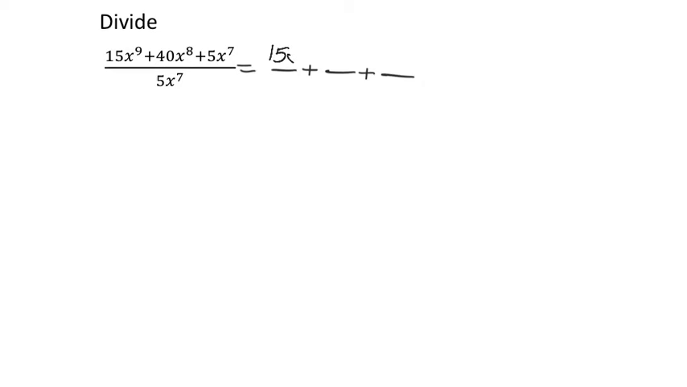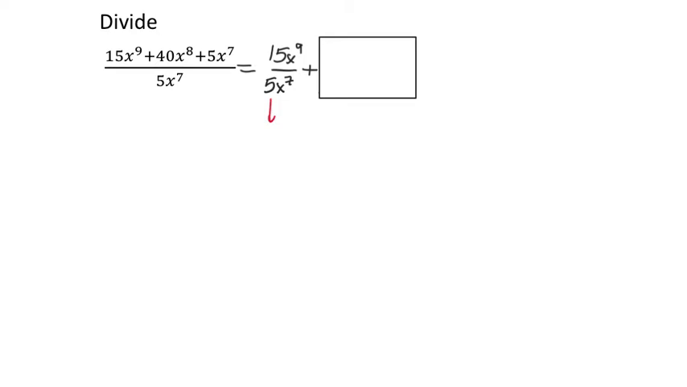I got 15x to the power of 9 over 5x to the power of 7 plus 40x to the power of 8, but again, it's divided by the same denominator, 5x to the power of 7. And then I got 5x to the power of 7 over 5x to the power of 7. So right here, just focus on one of these at a time. Like what I've done before, I'm just going to ignore the rest for now. I'll come back to it, and I'm going to work downwards, okay?